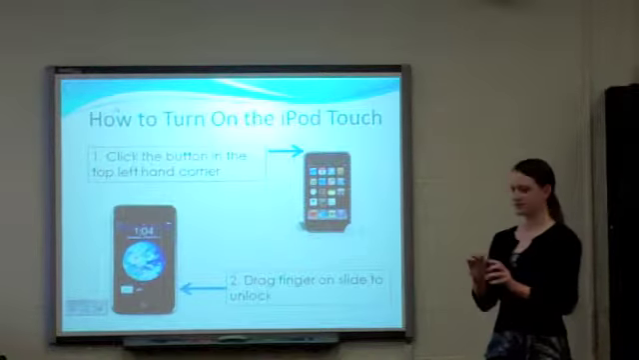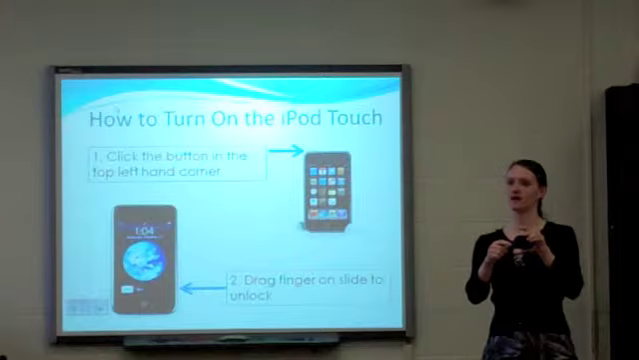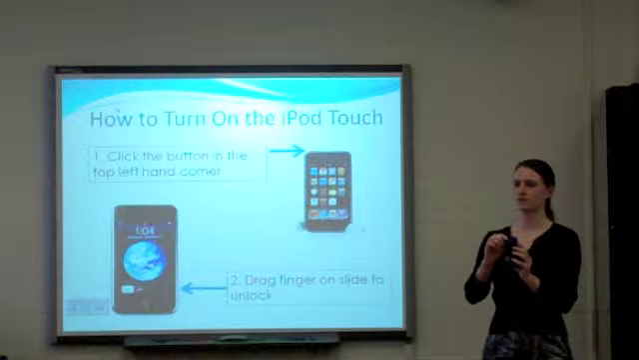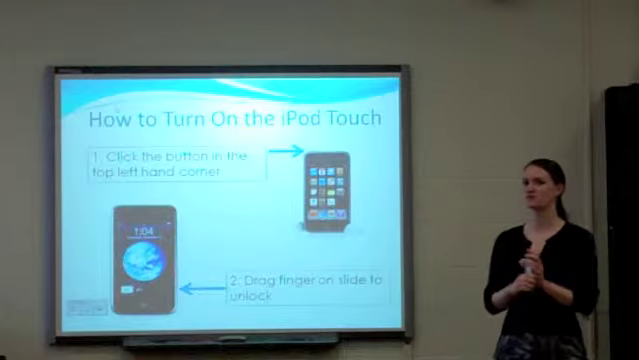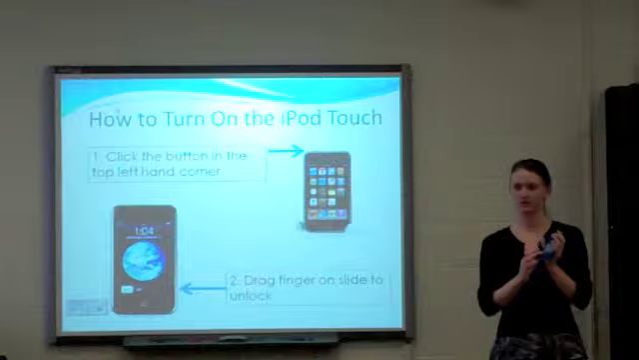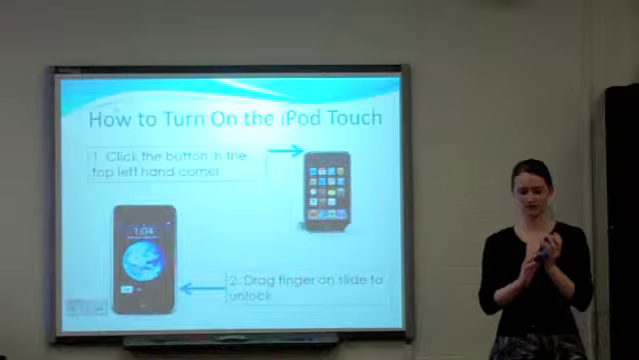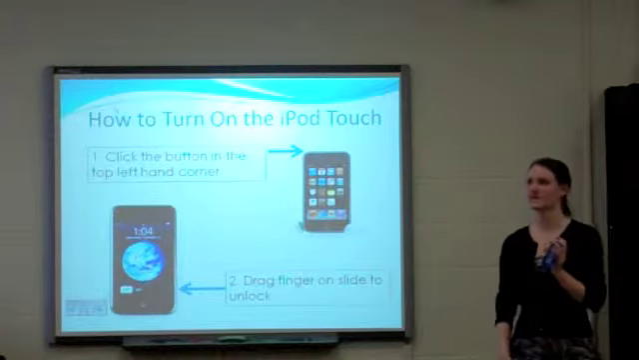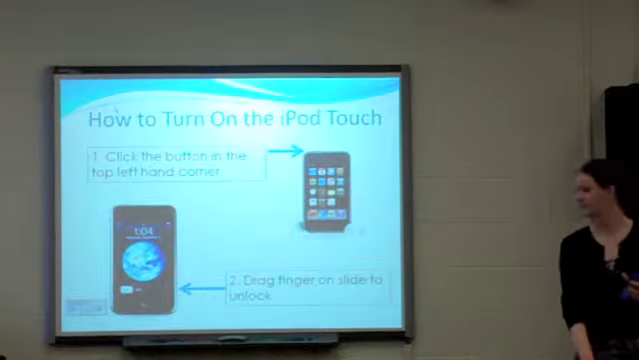To turn on the iPod Touch, all you have to do is there's a button in the upper left-hand corner. You just hold it down for a few seconds. Once you turn it on, you actually have to slide to unlock it. So all you have to do is put your finger on the rectangle and drag it across the screen. And when you do that, it should take you to the main menu.